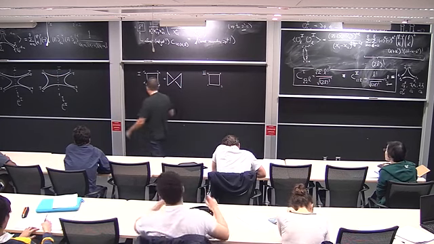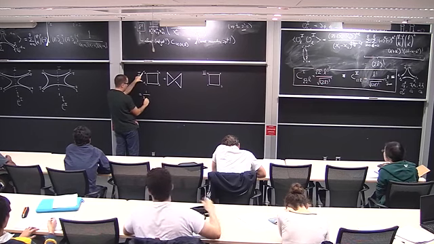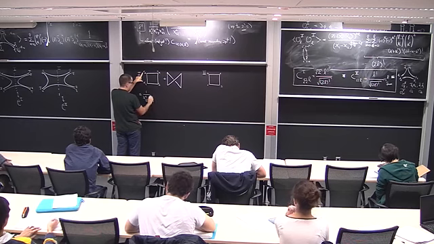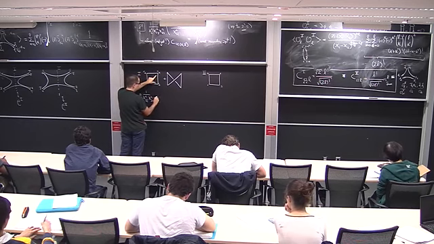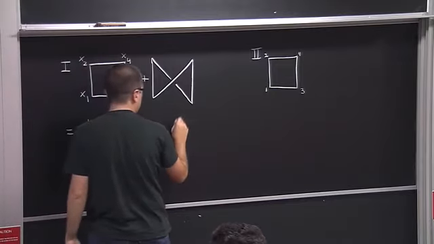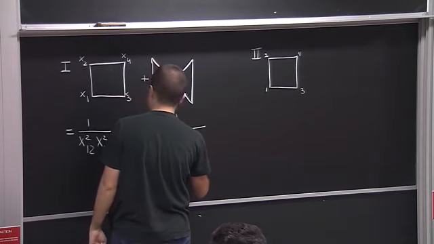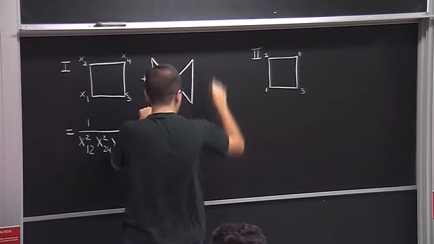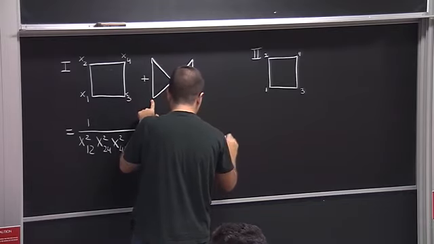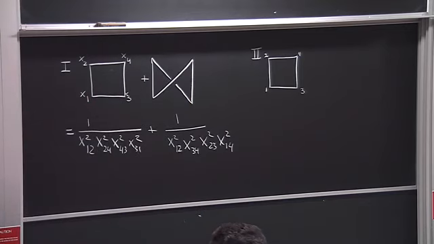So let's work this out. This is really a pleasure to do. So what is this? 1 over x12 square, x24 square, x43 square, x31 square. Just 4 propagators. Plus, what about this one here? 1 over x12 square, x34 square. These 2 propagators are still there, but then these ones are different. x23 square, x14 square. Do you agree that this is what the result gives of this 4-point function? Yeah? It's good? And now let's go on.